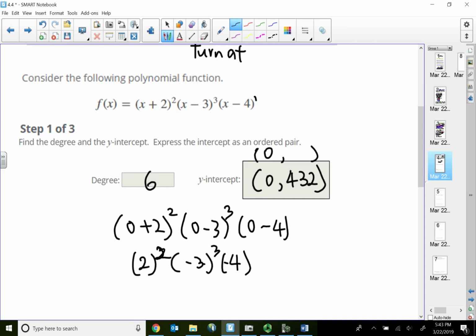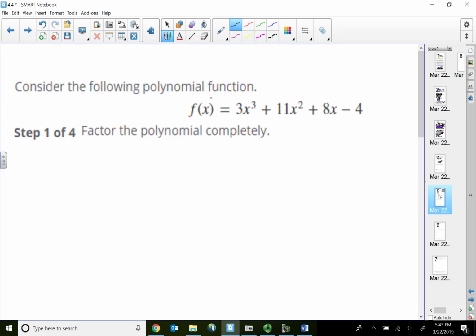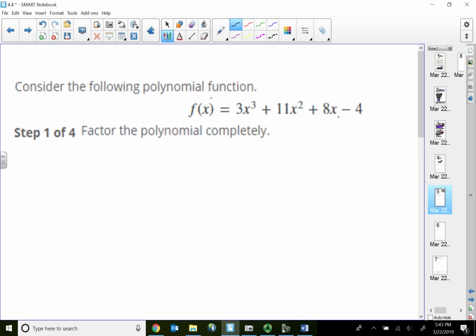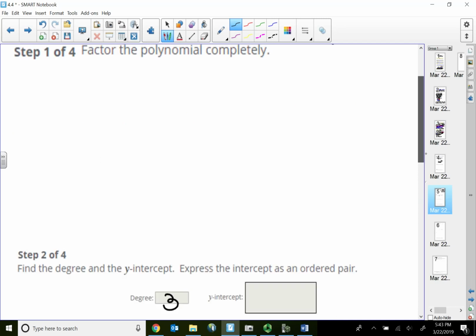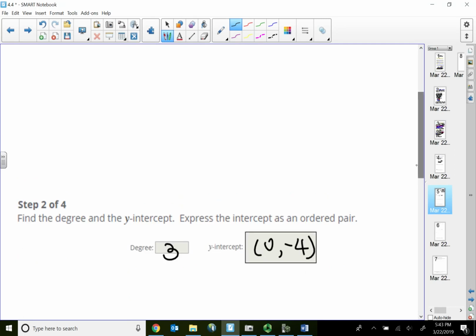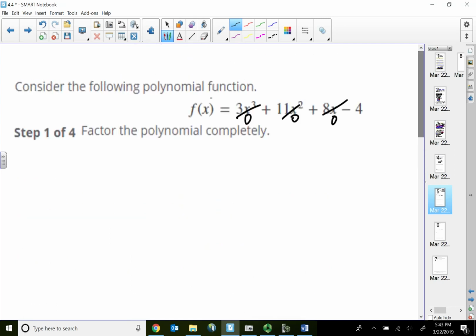All right, let's jump over to the next problem. We'll come back to finishing this one. For this problem, if I want to find the degree, that will be the highest exponent, 3. The y-intercept is simply found by looking at this function and knowing that if I plug 0 in for all the x's I see, then all these terms will be gone. So the y-intercept will be (0, negative 4). This is how I can find the y-intercept quickly.